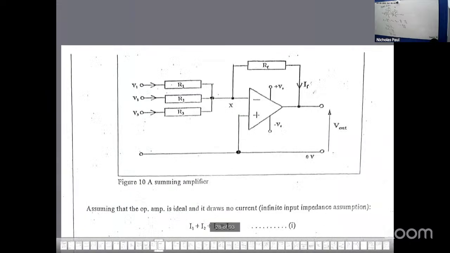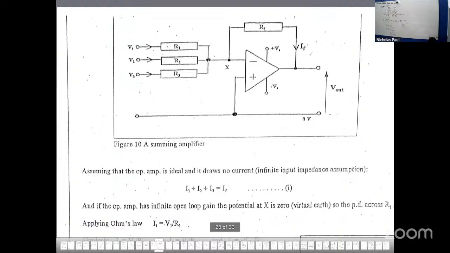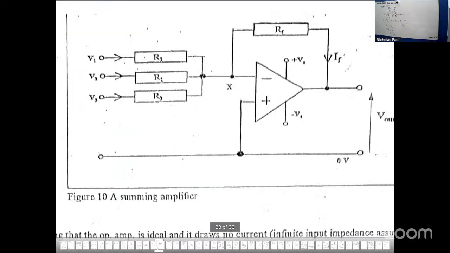All right, let's change now. Next heading, summing amplifier. Summing, S-U-M-M.